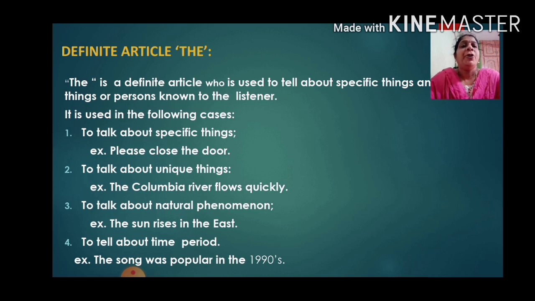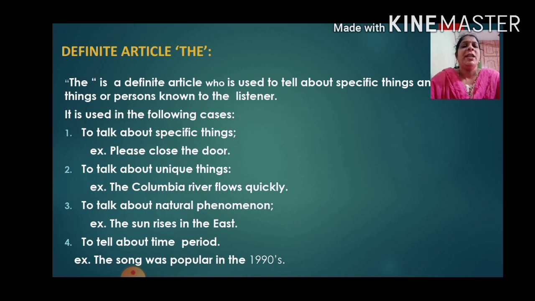Second one. To talk about unique things. What are unique things? Things which are only one of their kind. There is no second type of that category. In such cases, we use the definite article the. Example like, the Columbia River flows quickly. Next one. To talk about natural phenomenon. The sun rises in the east.